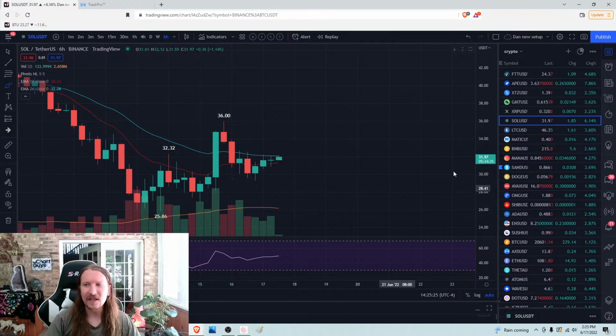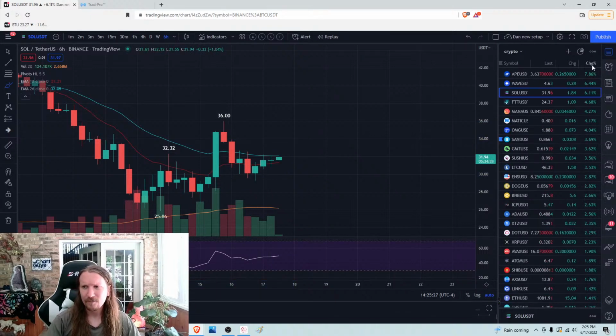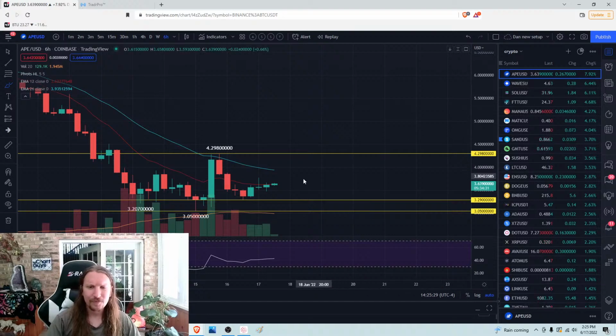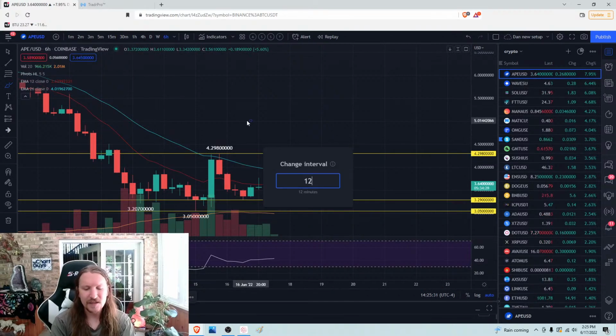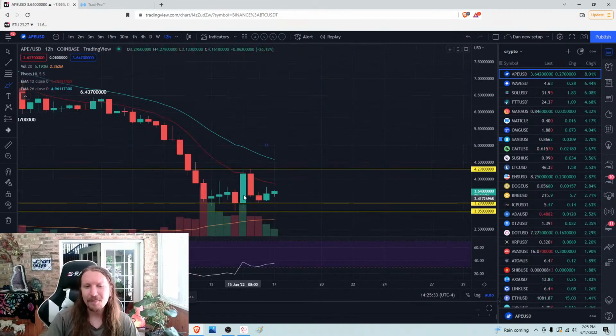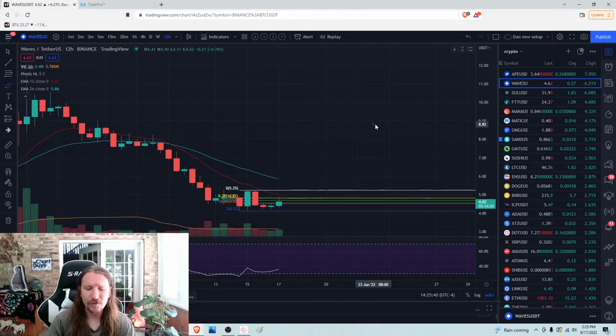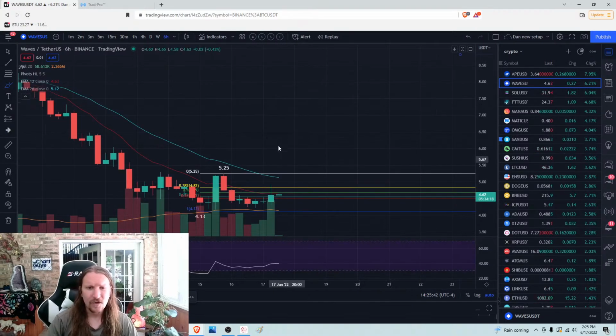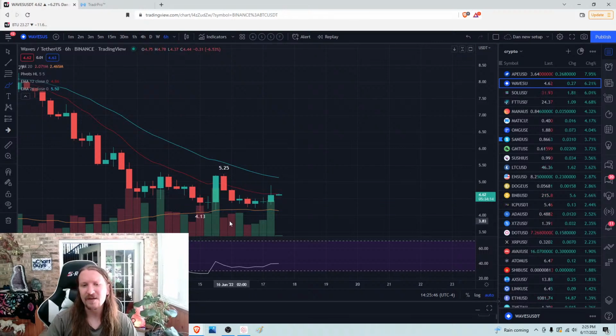And if we just run down the list here, Ape. So again, we've got to find the time frame that is most clear. So Ape, I'm scouting a 12-hour lower high, anything under 430. Waves is a beautiful equilibrium. Waves is scouting a 6-hour lower high, anything under 525.